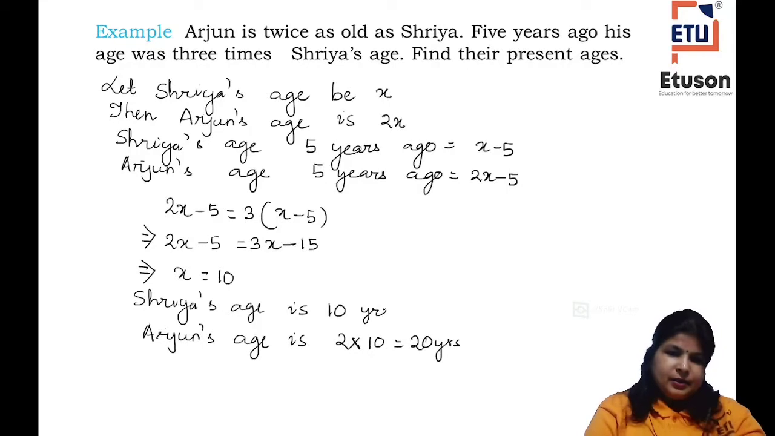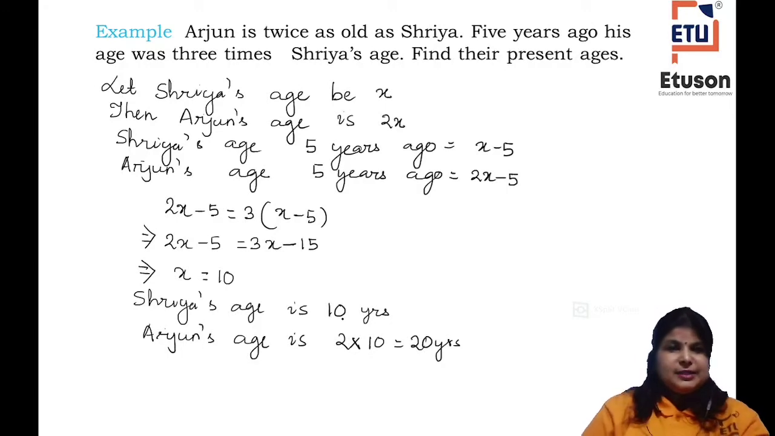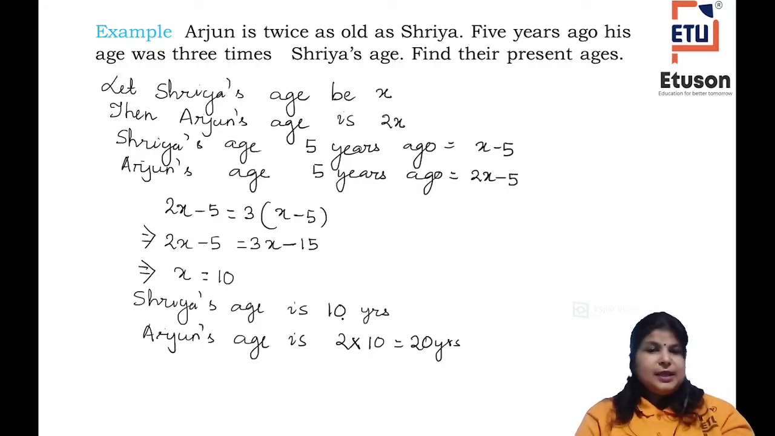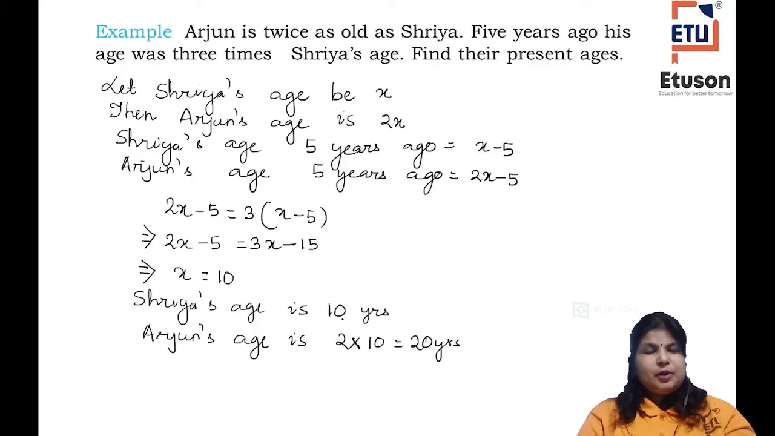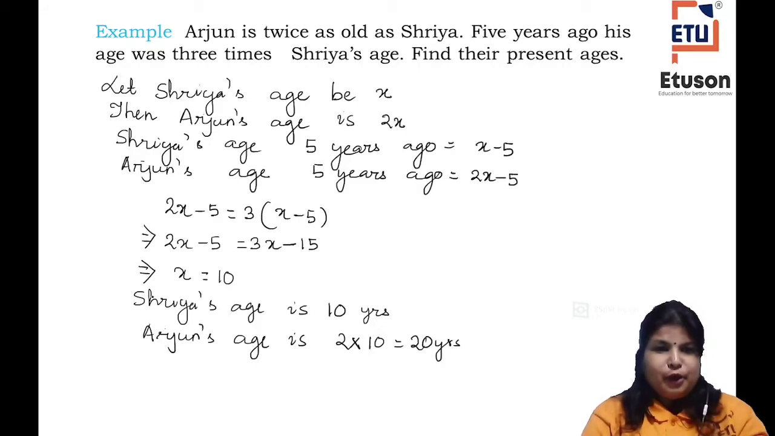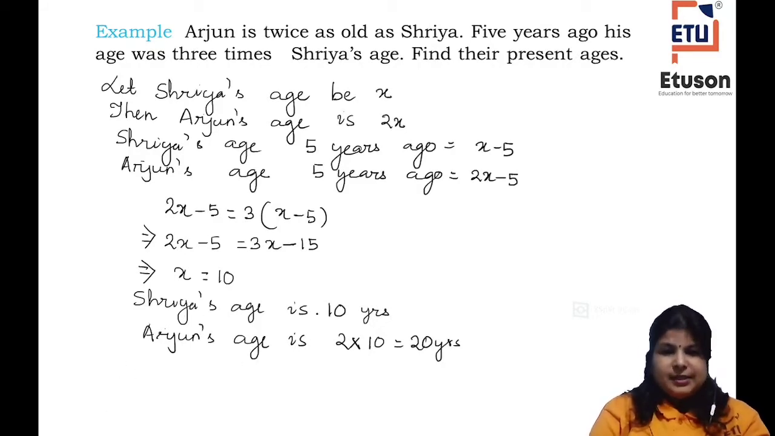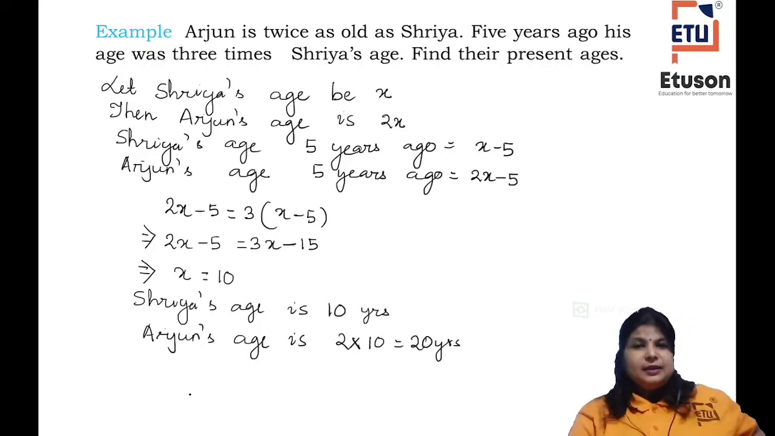Okay. So you want to check 5 years ago whether the relationship is satisfied or not? See, Shreya's age 5 years before will be 10 minus 5, that is 5. And Arjun's age 5 years before is 20 minus 5, that is 15 years. Now you tell me whether this 15 is 3 times of that 5 or not. Correct. So your answer is perfectly alright. So Shreya's age is 10 years and Arjun's age is 20 years. Correct, children? So shall we go to the next problem?